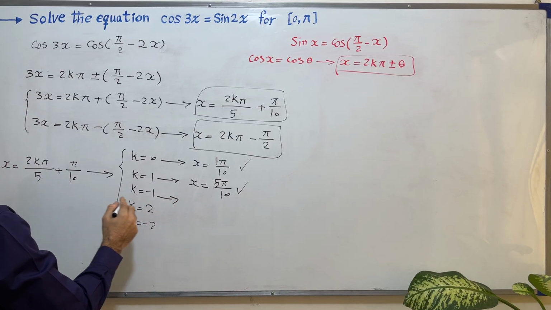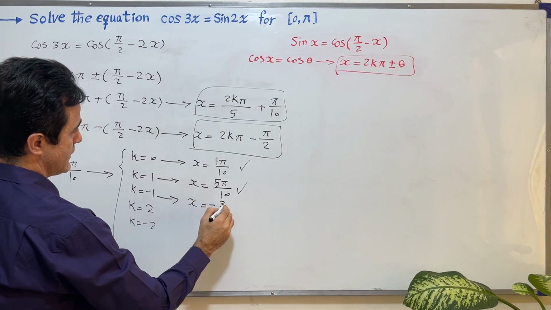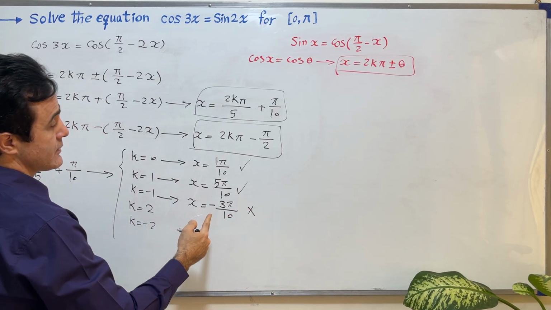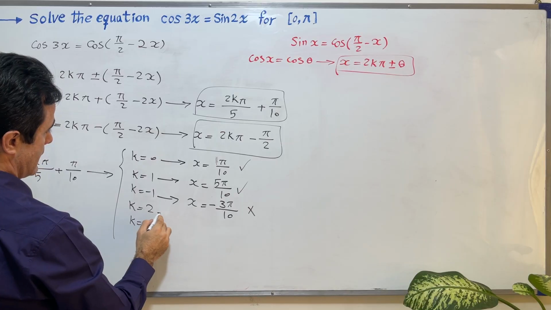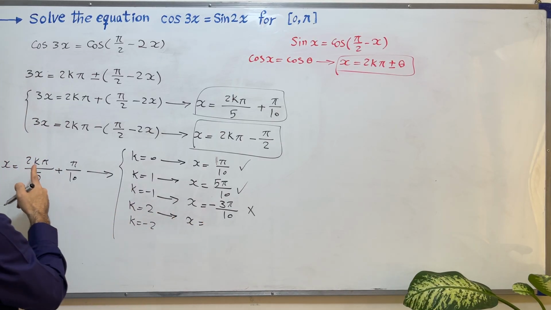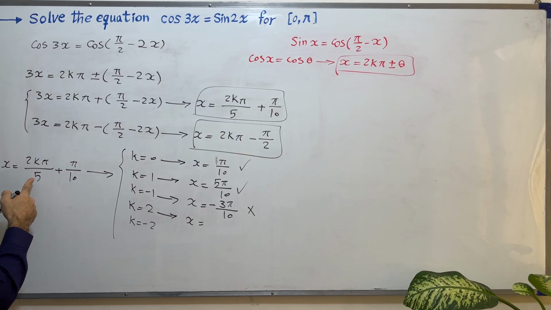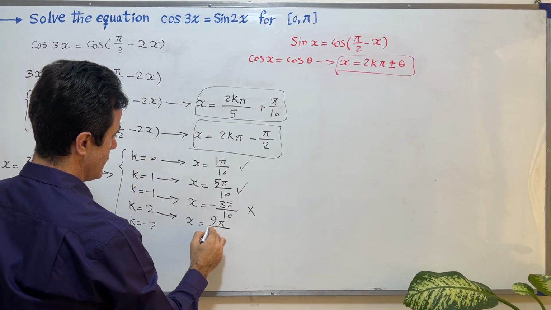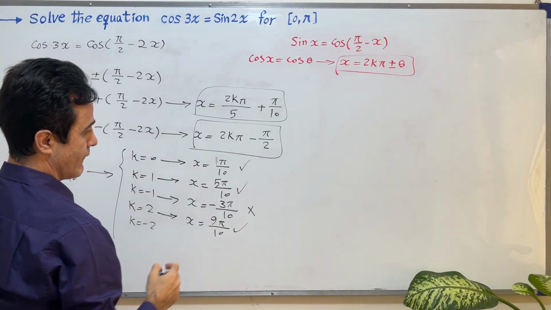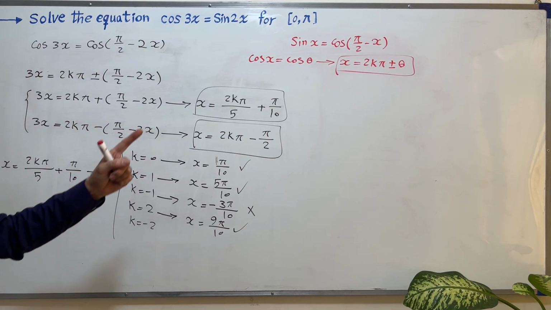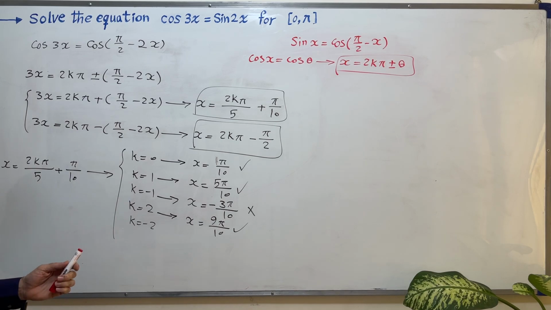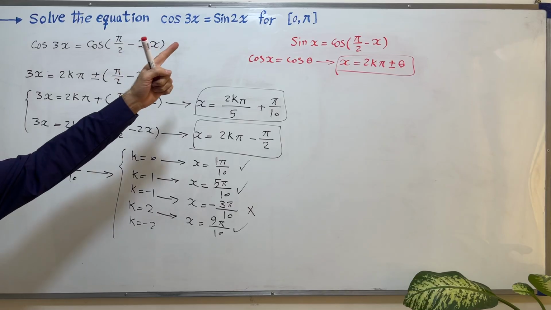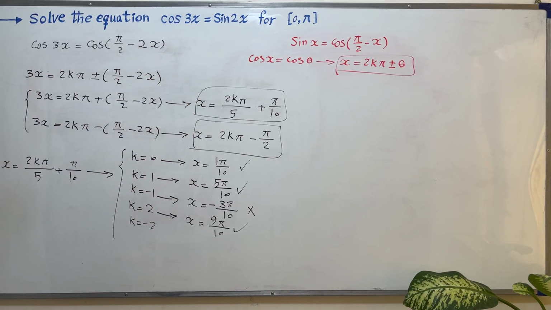K equal minus 1, x equal minus 3 pi over 10 is not valid because it doesn't fall within the range. K equal 2, x equal 4 pi over 5 plus pi over 10, x equal 9 pi over 10 is valid because it is within the range. And for other integers, x doesn't fall within the range, so it is not valid.